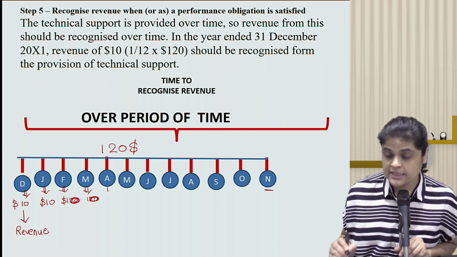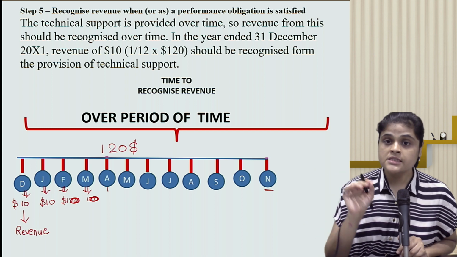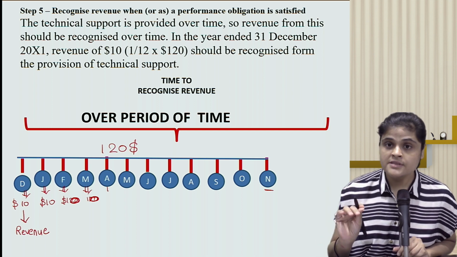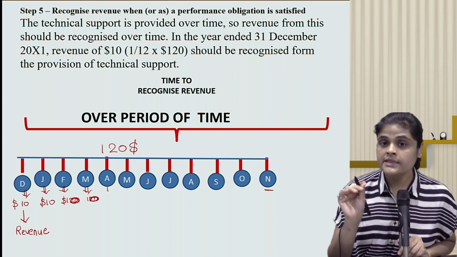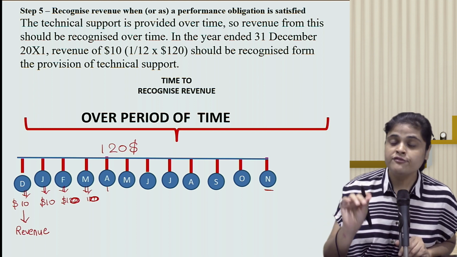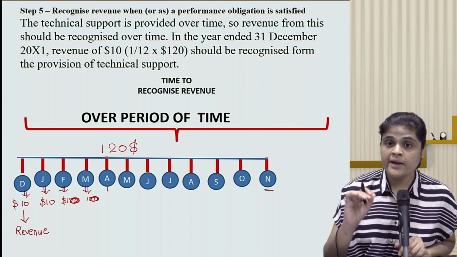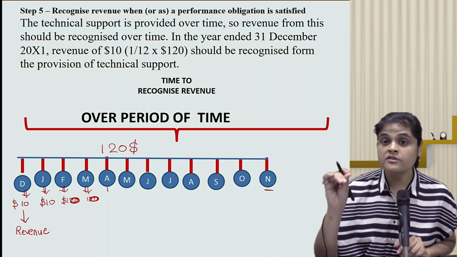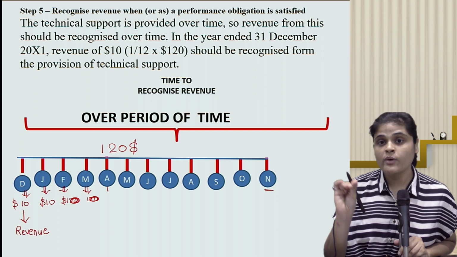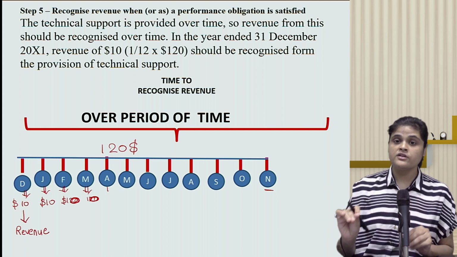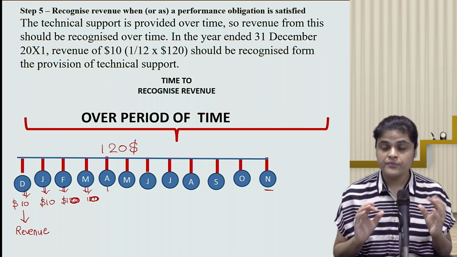जितना सर्विस प्रोवाइड किया है बस उतना ही रेवेन्यू रिकॉर्ड करना है. Since you have provided service in the month of December only, you are going to record $10 revenue only for that month. In the second month, say January, after we provide service for the month of January, we will record another $10 as revenue. जितना सर्विस प्रोवाइड किया है उतना ही रेवेन्यू रिकॉर्ड होगा. I hope this part is clear to you.